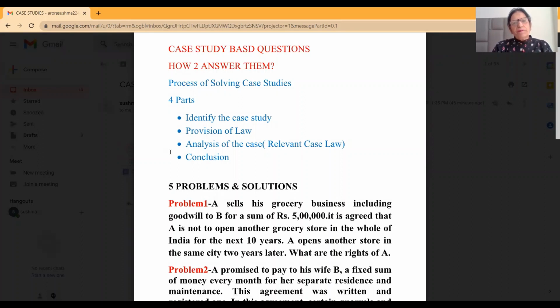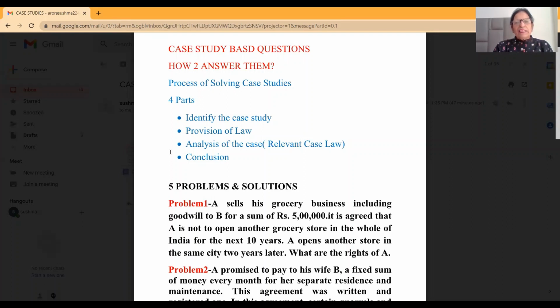Today friends, I'm going to take up case study based questions and how to answer them. Whether it is BCom Honors Semester 1, BCom Semester 2, CA, CS, LLB, or BA LLB, in all these examinations application based or case study based questions are asked. Sometimes students panic looking at the size of the problem and find it very difficult to answer. So I'm giving you tips in this video on how to solve and answer these case study based questions.